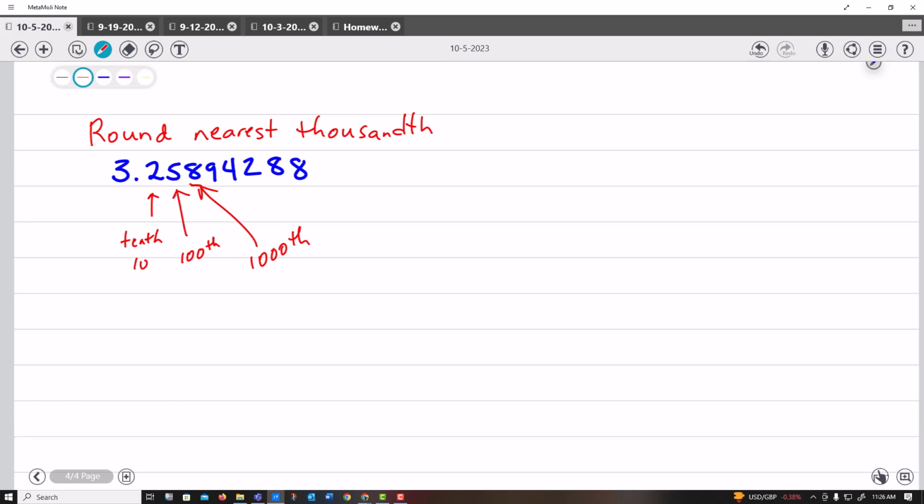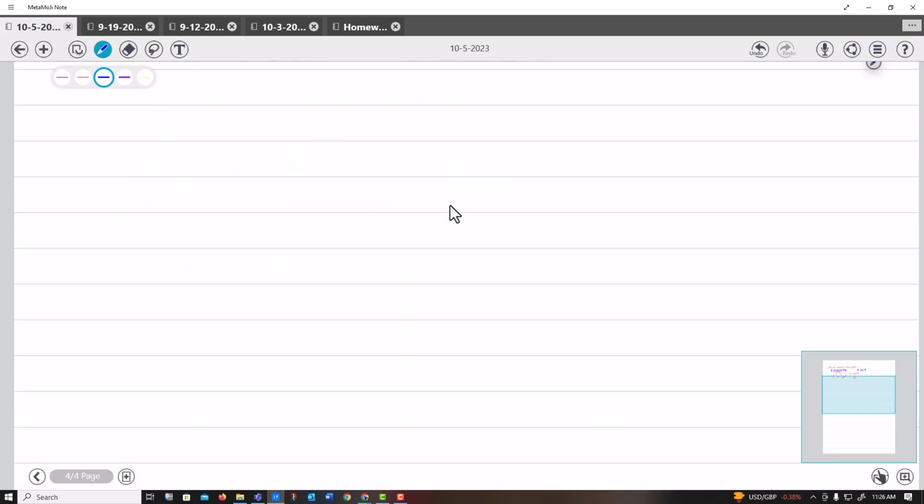So remember, the rule is you look at the number next to it. Is this 5 or greater? That's my thumbs up. Yes, it is. So I would round up, and therefore this would round to 3.259. The number I'm rounding up is that 8, 9. All right, what next?